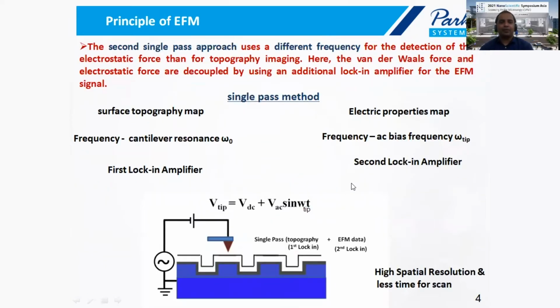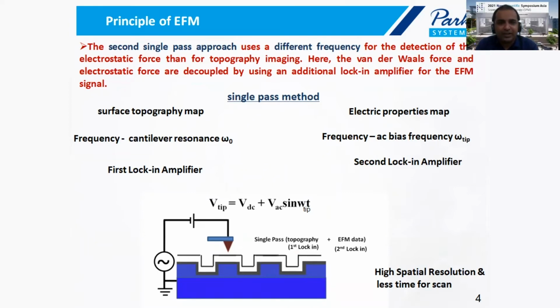Then there is a second approach, or a second technique, which is called the single pass technique, which uses a different frequency for detection of the electrostatic force with respect to your topographical imaging. In this case, the van der Waals forces and the electrostatic forces are decoupled by using an additional lock-in amplifier for the EFM signal.